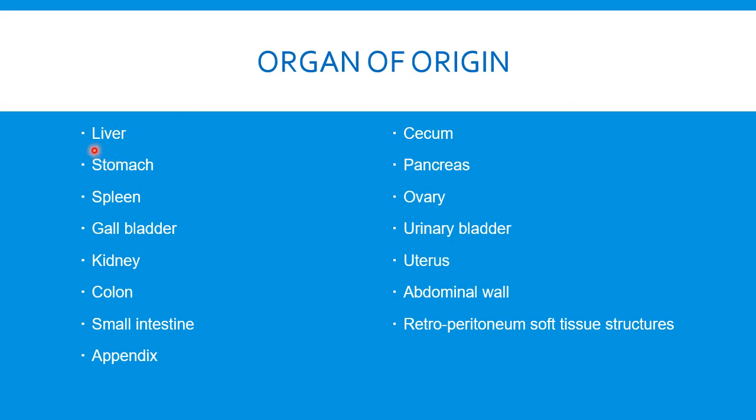Okay, these are the organs which can give rise to the various abdominal masses: liver, hepatoma; stomach, cancer; spleen, splenomegaly; gallbladder, gallstone problems; kidneys; colon. On the right is your right colon, ascending colon and cecum. On the left is the descending colon, sigmoid and rectum. The small intestine, which occupies almost all of the quadrants, and the appendix, mainly in the right lower quadrant. Then you have the cecum, pancreas, ovary, urinary bladder, uterus, the anterior abdominal wall, and also the retroperitoneal soft tissue structures, which can give rise to soft tissue tumors.